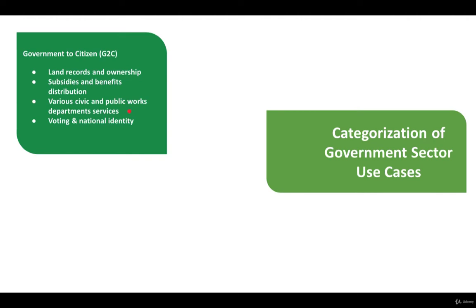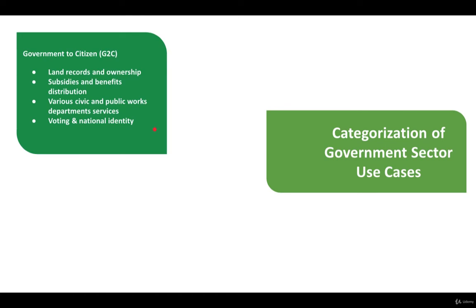Also for the G2C section, voting and national identity data can be maintained on the blockchain. So accountability and transparency can be brought in, and the data will be available to everybody. So there will be no corruption or inefficiency, and mission statements and all can be clearly defined through the blockchain and percolated to every citizen of the country.